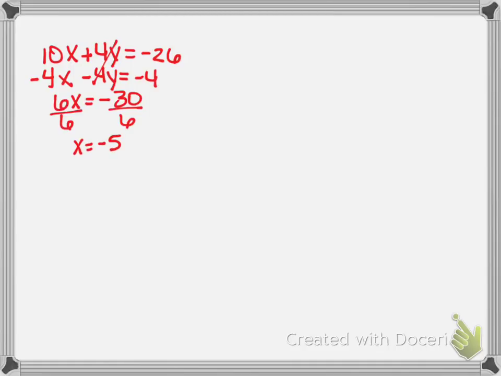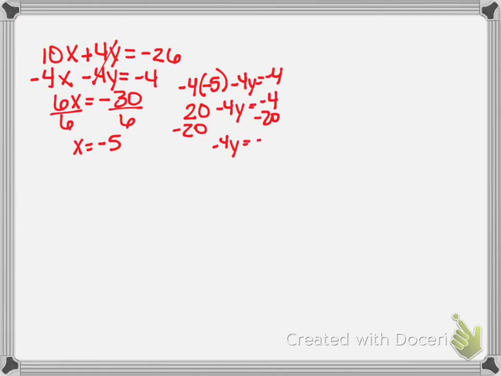So then we're going to substitute into either equation. I'm going to use the negative 4 one because that one seems smaller. So negative 4 times negative 5 minus 4y equals negative 4. So 20 minus 4y equals negative 4. We're going to move that 20 over, and negative 4y equals negative 24. Divide by negative 4, and y equals 6. So now we're going to put that in our parentheses: negative 5, 6.